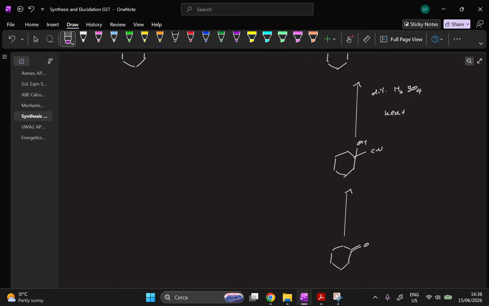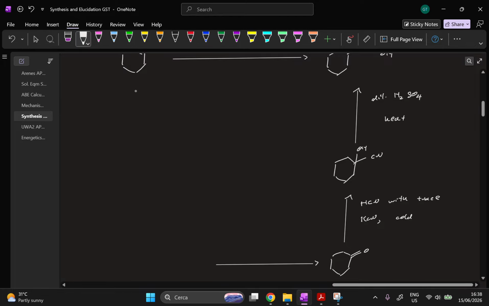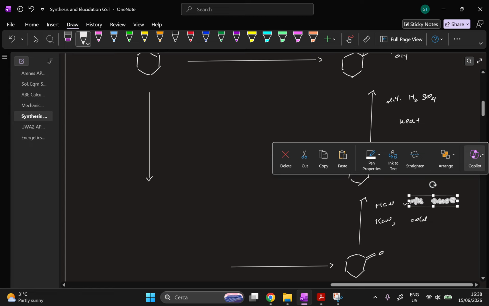So this nucleophilic addition is going to be, as I said, HCN with trace KCN, cold. It's cold, please don't write heat. And then, how do I get to this ketone? Okay, I give you a clue. This is a two-step synthesis from here to here. There's only one intermediate. Can you think of it?